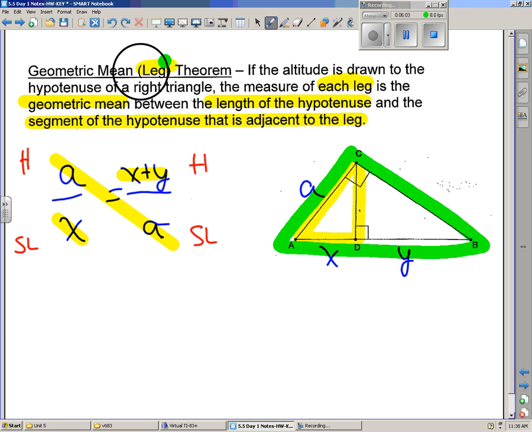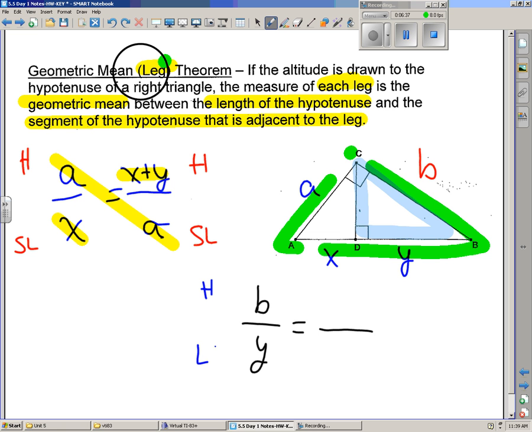Now let me introduce the other leg. So here's the other leg, B. Now we're going to talk about the B leg. The B leg is definitely a part of what's highlighted in green, but the B leg also is a part of what's highlighted in blue. So if I just deal with the B leg, I'm going to have a proportion like this. I'll talk about blue, highlight, B, and Y. In the blue highlight, B happens to be the hypotenuse, and Y happens to be the long leg.